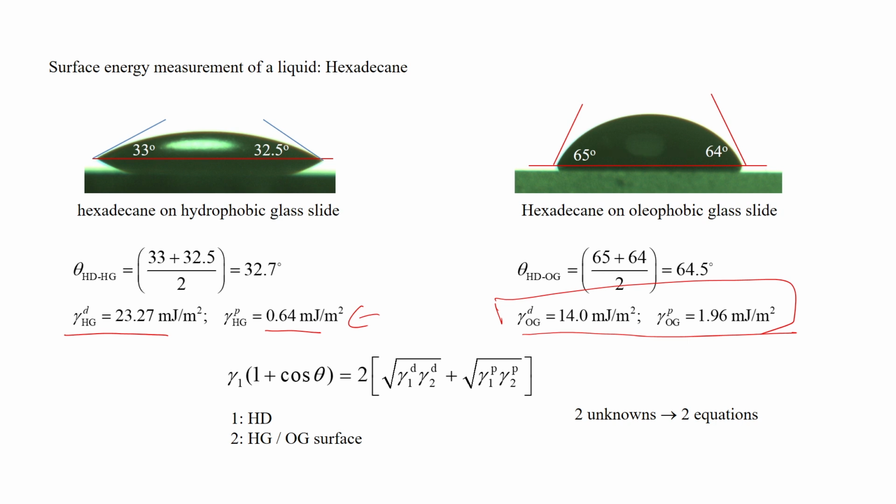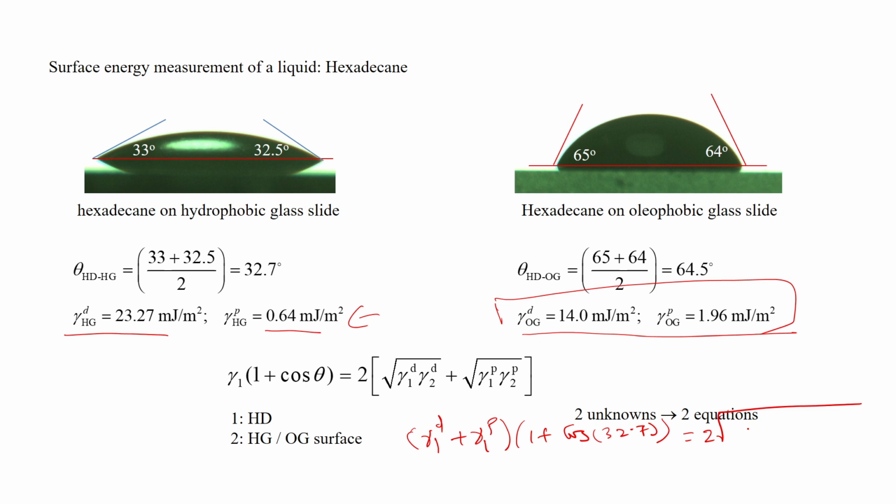Now you put these values over here. So, gamma 1 is hexadecane, and gamma 1 is the unknown. I will write it as gamma 1 d plus gamma 1 p, because these two components I want to find out, into 1 plus cos of theta. The theta value here is 32.7, and that is equal to 2 square root of.